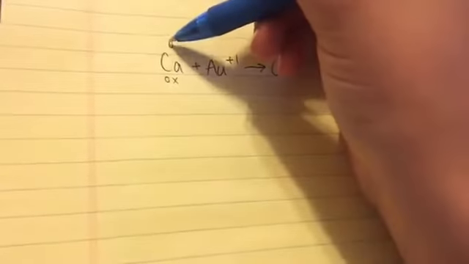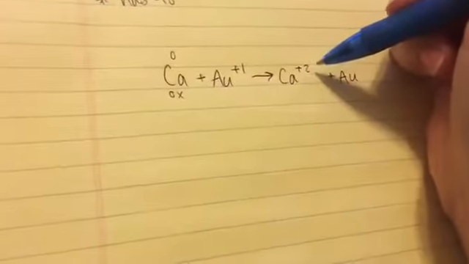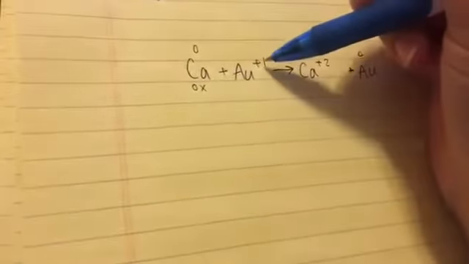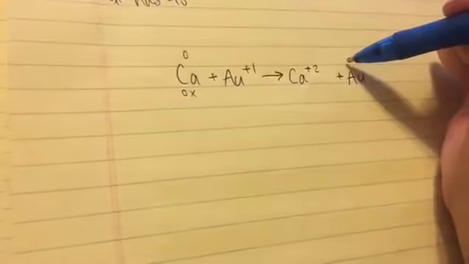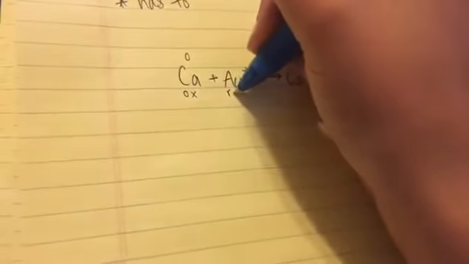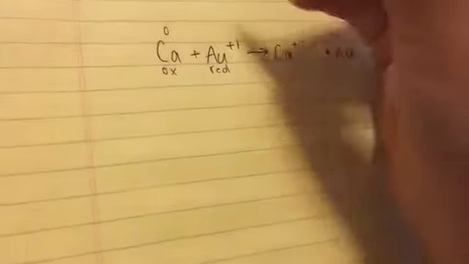And now on to our next example. Ca, which is calcium, goes from 0 to positive 2, becoming more positive, thus making it oxidation. Au goes from positive 1 to 0, becoming more negative, which makes it reduction.